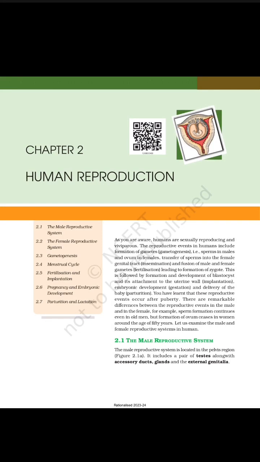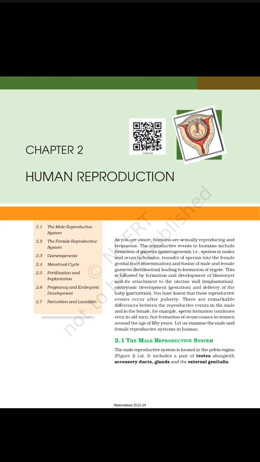Chapter 2: Human Reproduction. As you are aware, humans are sexually reproducing and viviparous. The reproductive events in humans include formation of gametes, gametogenesis, sperms in males and ovum in females, transfer of sperms into the female genital tract, insemination, and fusion of male and female gamete, fertilization, leading to the formation of zygote.